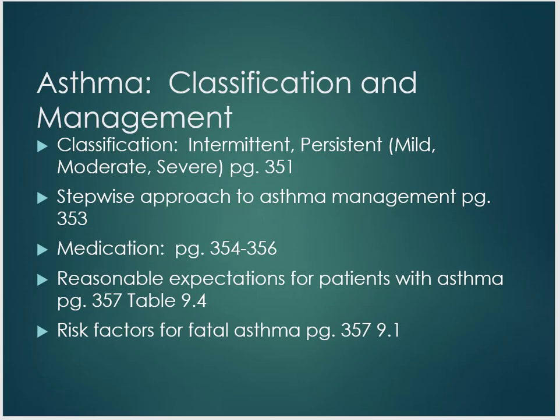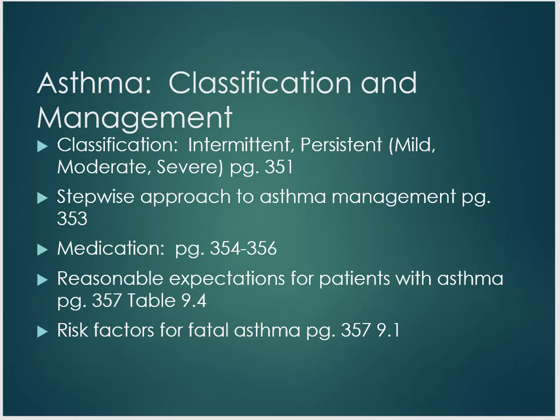We're not going to go into detail on this, but I would encourage you to look in the book for these different sections. There's a classification section which breaks asthma down into intermittent or persistent, and persistent being mild, moderate, or severe, and that's on page 351. There's also a stepwise approach to management of asthma and with medications. That's on page 353, and then further details on the medication are on 354 and 356.